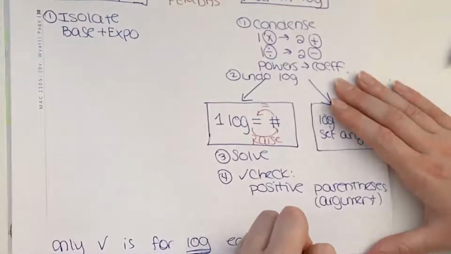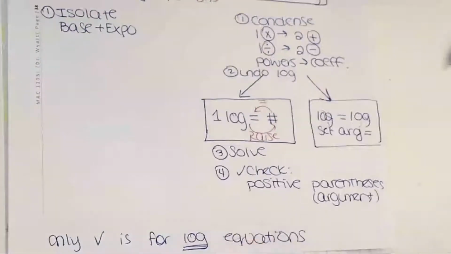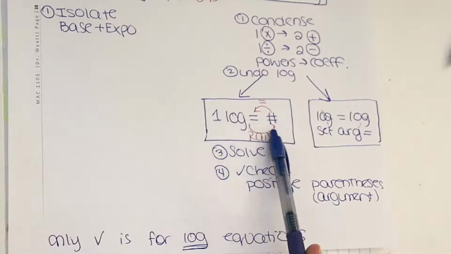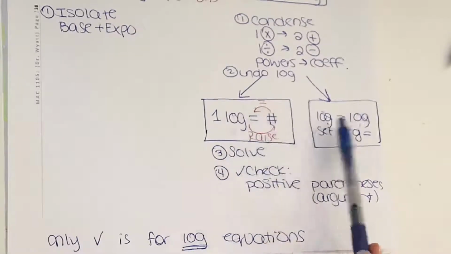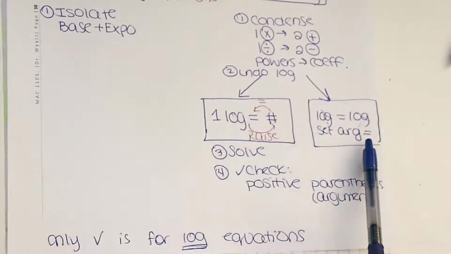All the other equations, like exponential equations, you don't really have to check if you don't want to, but you have to check for a log equation. So for a log equation, first step, condense it, undo PEMDAS as much as you possibly can. Then if you have one log equal to a number, you'll do the raise equal to. If you have a log equal to a log, then you're going to set the arguments equal.